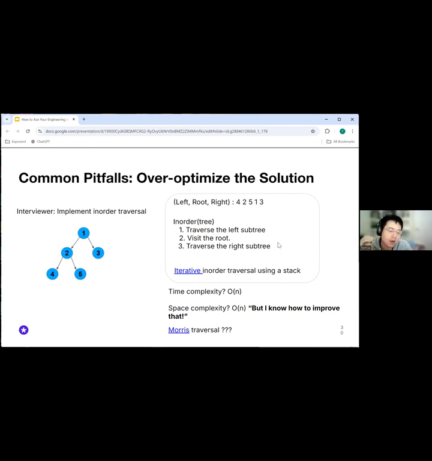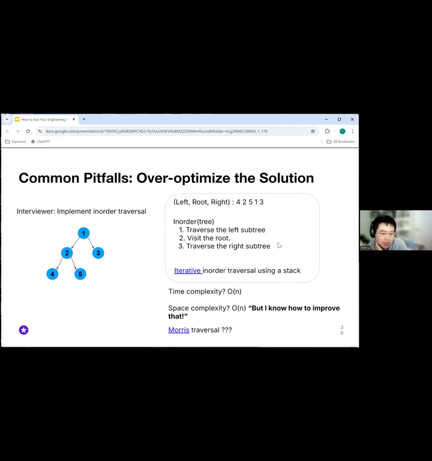Okay. So there are two typical solutions to implement in-order traversal. One is using recursion, and another one is to use an iterative approach. Both would yield O(n) time complexity and O(n) space complexity. But every once in a while, there is one smart student who says, "Hey Tom, I know we can optimize the space complexity to O(1). I know how to improve the space complexity."